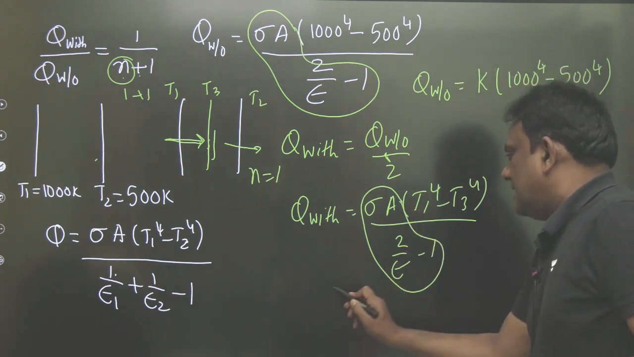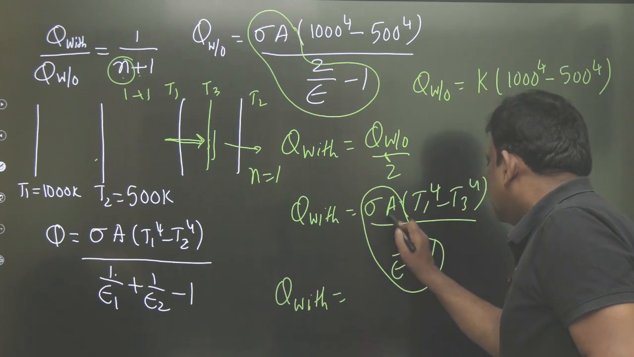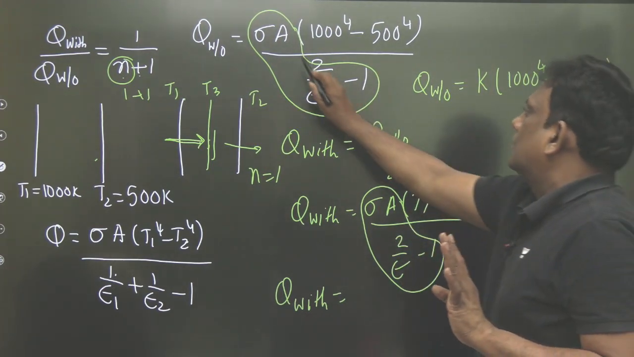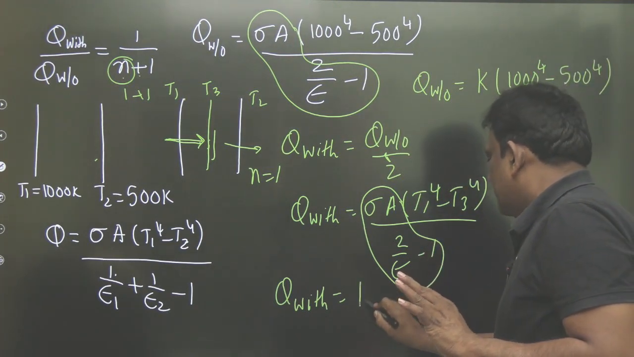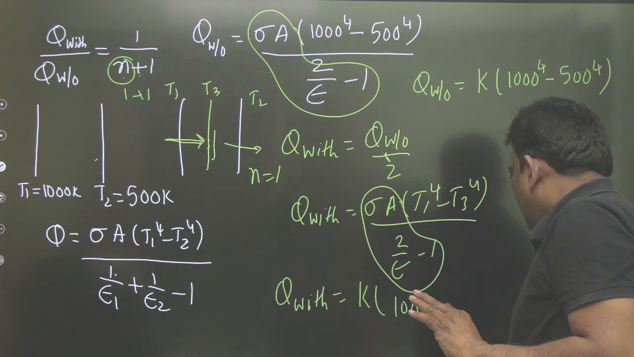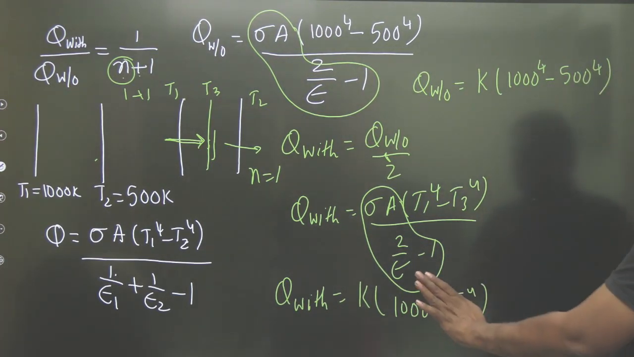So let me write this as heat transfer with shield is equal to sigma A by 2 by epsilon minus 1. What is sigma A by 2 by epsilon minus 1? Look here, sigma A, it is taken as K. So this is K, times T1 is 1000 power 4 minus T3 power 4. Very good. This is heat transfer with shield.